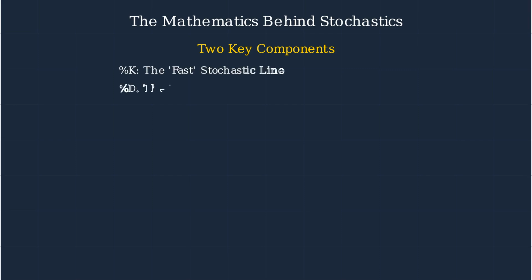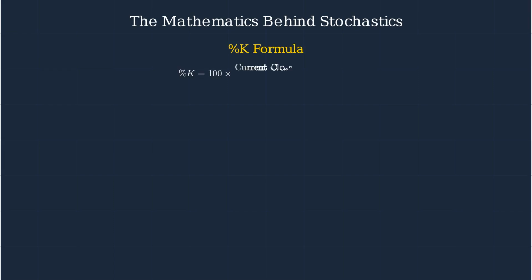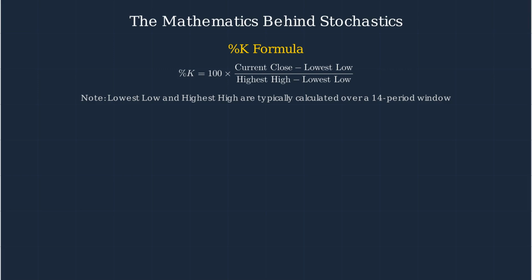The stochastic oscillator consists of two lines, %K, which is the fast line, and %D, which is the slow line. These two components work together to measure momentum and identify potential reversal points in price action. %K is calculated using the formula 100 multiplied by the current closing price minus the lowest low, divided by the highest high minus the lowest low. The lowest low and highest high are typically calculated over a 14-period window, though this can be adjusted.